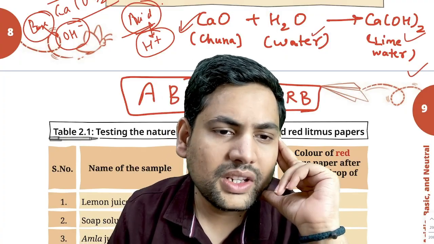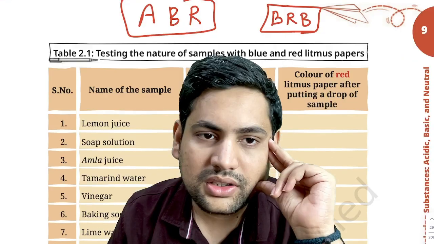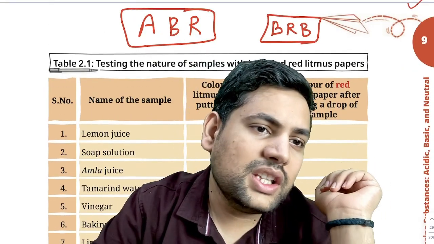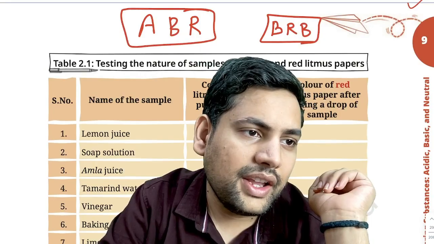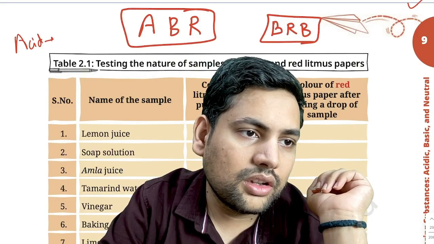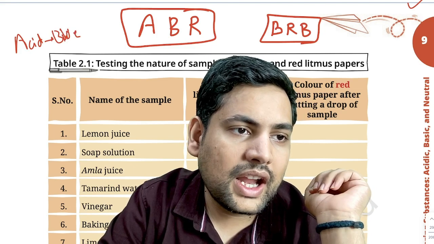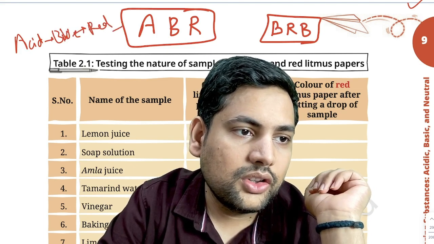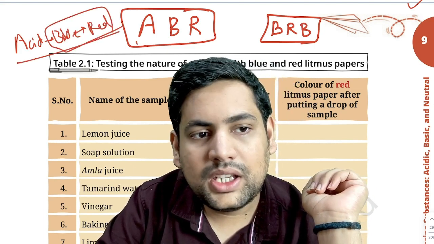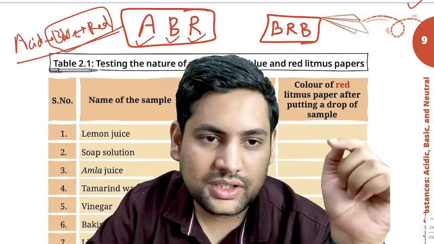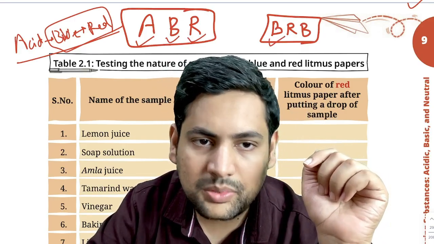Now, remember this about the litmus. Simple mnemonic, this will help you remember it. This is ABR, that is acid turns blue litmus red. If you take a blue litmus, that will become red. That is why I remember it as ABR. Simple. The opposite of this is true for base. So base will turn red litmus blue.